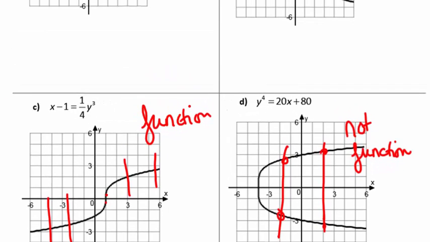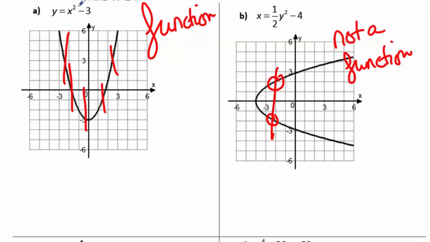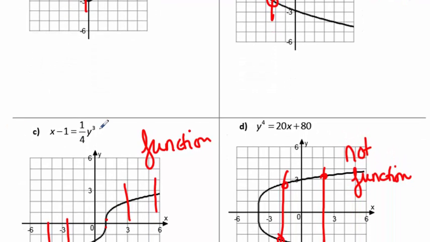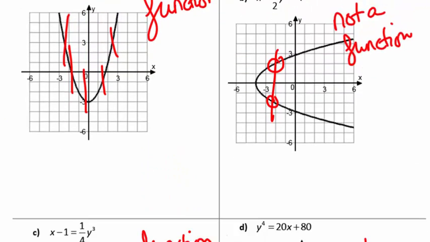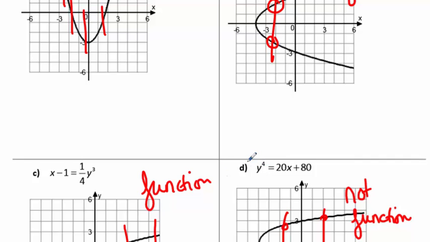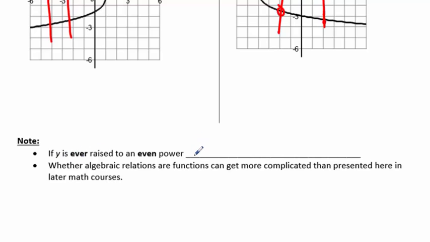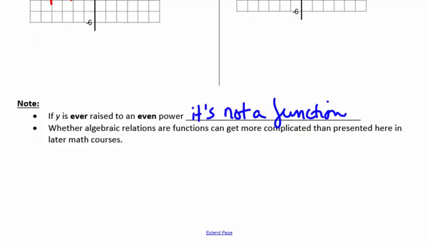So some conclusions we can gather from these. If you have an equation that is y equals x squared, or if you have an equation where y is to an odd power, it is a function. But if you have an equation that's x equals y squared, or something else where y is to an even power, it's not a function. So if y is ever raised to an even power, it's not a function. The odd powers were okay. The odd powers were still functions. Let's check out the next page.